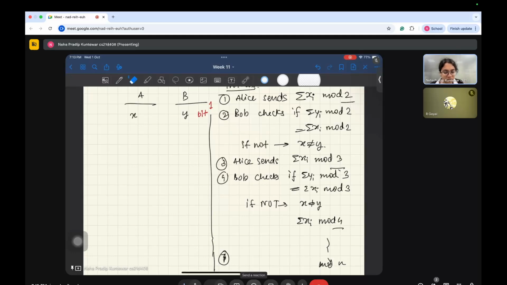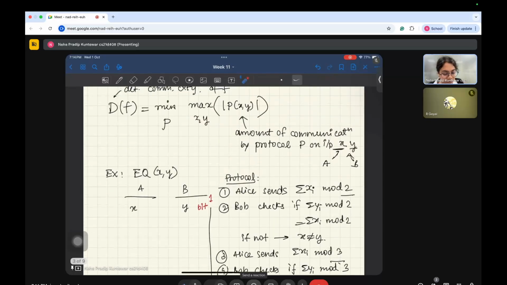So even though this looks like a very unnecessary sort of information that's being conveyed over and over again, in the worst case, for some examples we'll have to end up doing this. So the point is that this minimum here basically means that we are looking for an optimal protocol, but optimal in the sense that in the worst case, like we're looking at the worst case complexity here.